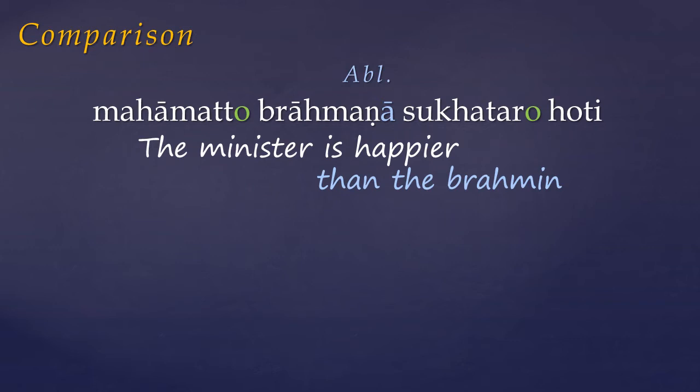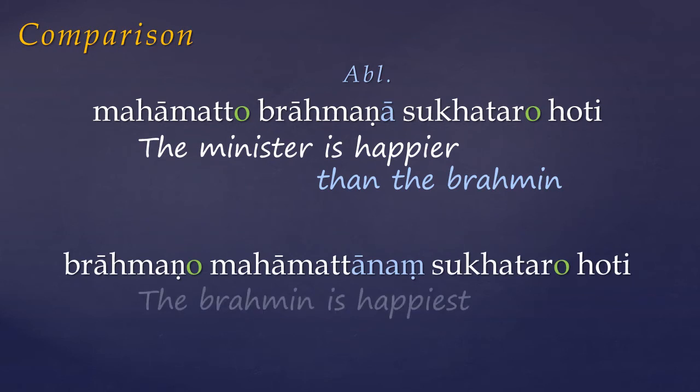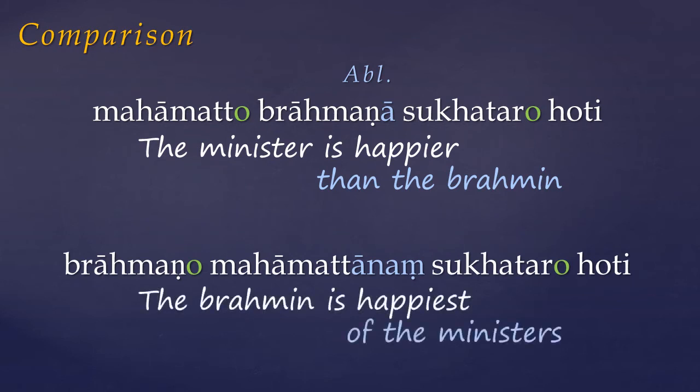And in Pali the comparative also overlaps with the superlative in sense. So sukhatara can mean happier, but also the most happy or the happiest. However, when the adjective has this superlative meaning, the object or group against which the comparison is being made then goes in the genitive case rather than the ablative. The Brahmin is the happiest of the ministers, or among the ministers.